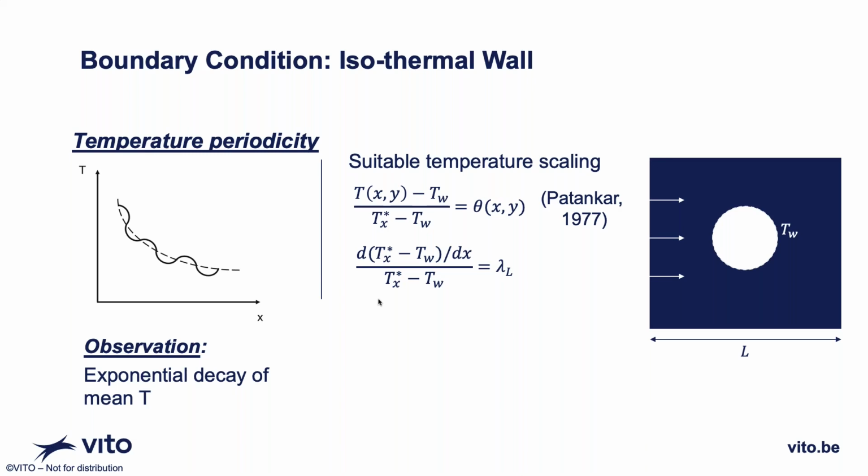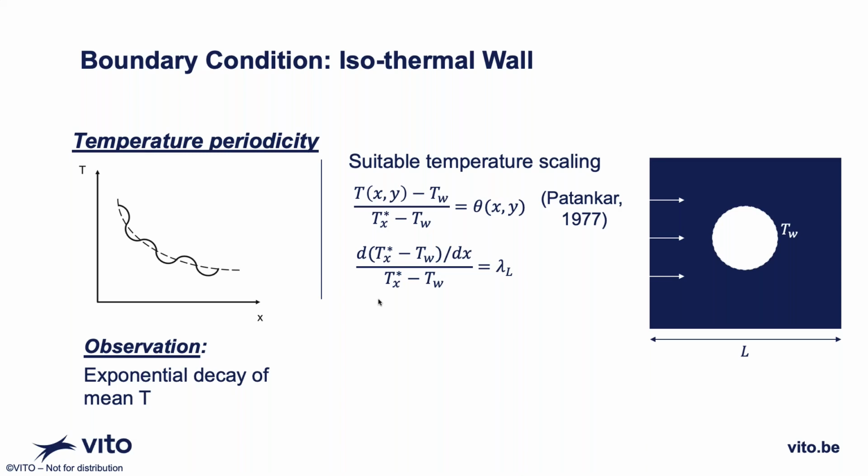A suitable method to do this was proposed by Patankar in the late 70s, and is based on the observation that, for a flow through a channel with constant temperature at the walls, the temperature variation will be qualitatively like the one depicted in the chart on the left-hand side of the slide. We can recognize an exponential variation of the temperature, and on top of this exponential variation, a periodic fluctuation. The idea proposed by Patankar was to rescale the temperature field with respect to the mean temperature that follows the exponential variation along the channel length. In this way, we can isolate only the periodic fluctuation.